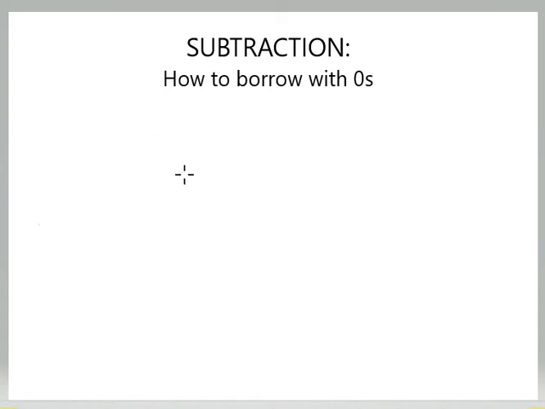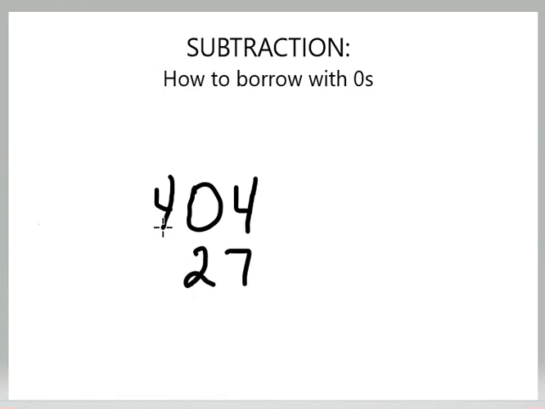Alrighty, let's see. We're going to go with 404 minus 27. Okay, I'm going to just drop the thickness of my pen. And the first thing we're looking at in the ones place is 7 from 4.